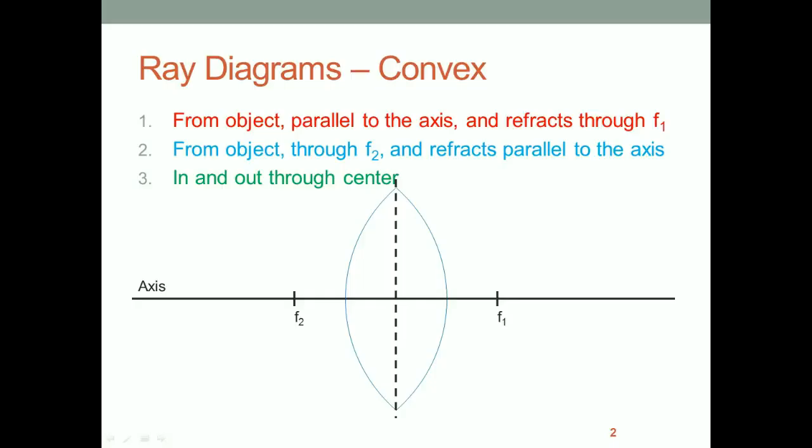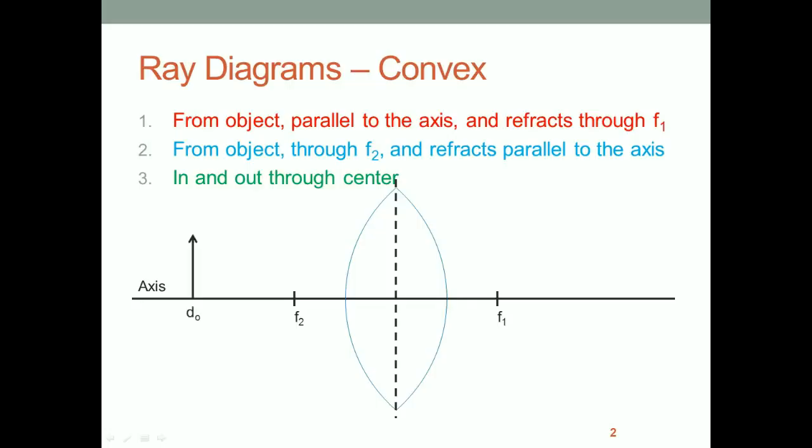It's a convex lens. There are three rays that I'm going to use. The first one goes from the object, travels parallel to our optical axis, and then has to go out through F1. The second goes from the object through F2, and then once it hits the center of the lens, refracts out parallel. And the last one just goes straight through the center.